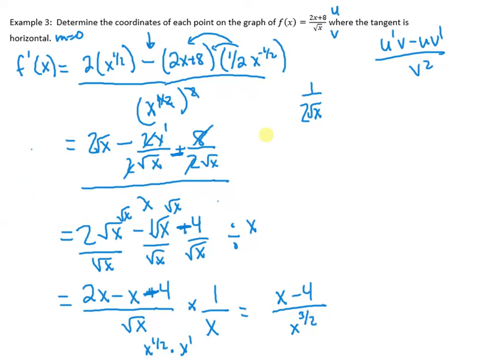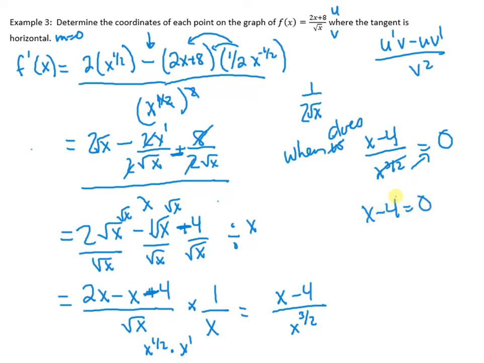Okay, our question asks, when is this slope horizontal? So our question is, when does x minus 4 over x to the 3 over 2 equal 0? Well, when we cross multiply, this just goes away. So when does x minus 4 equal 0? Bring that over. We get when x equals 4.